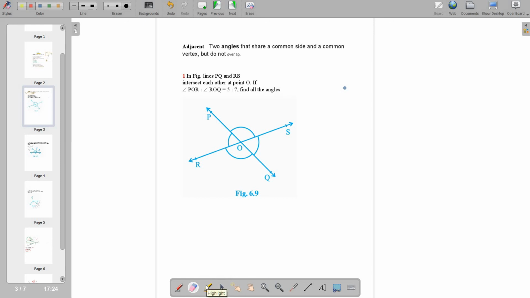Now, let us see this question. First of all, we will read it. In the figure, line PQ, these are the PQ, and RS, these are the RS, intersect each other at a point O. These are the point O. If POR, these are the POR, and ROQ, these are the ROQ, are in the ratio 5:7.